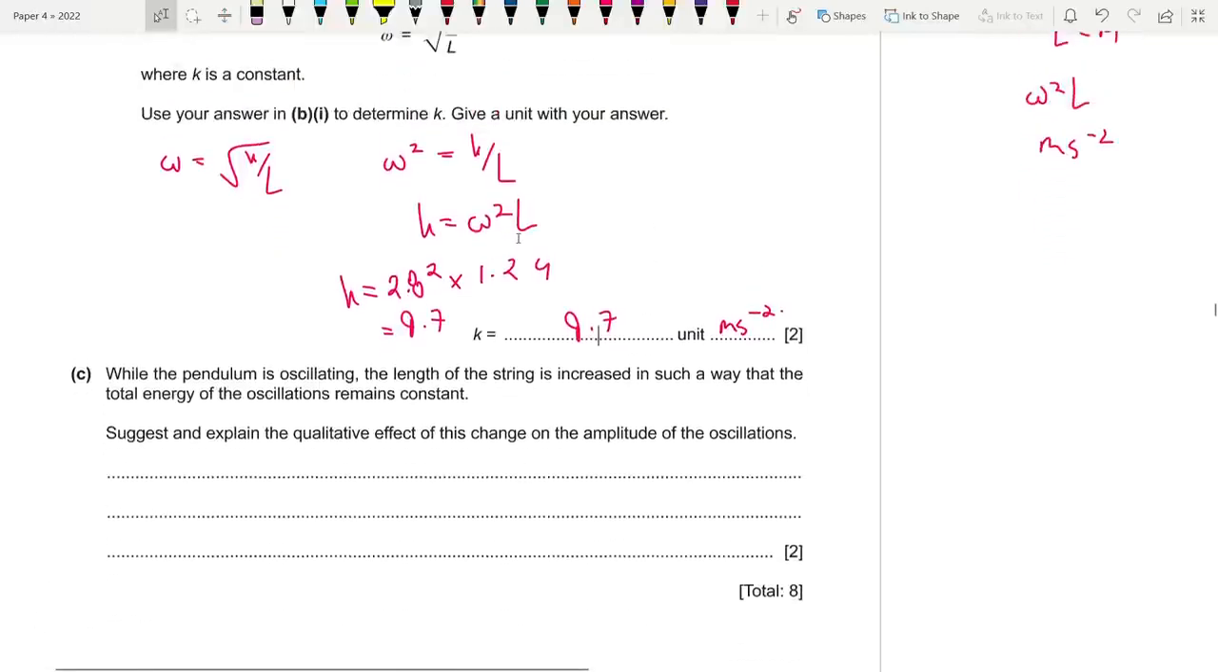Okay, next one. While the pendulum is oscillating, the length of the string is increased in such a way that the total energy of the oscillations remains constant. Explain the qualitative effect of this change on the amplitude of these oscillations. So we know that the energy of oscillations is E equals half m omega squared x naught squared, right? So what happened? We have increased the length of the string while keeping the energy constant. What happens to the amplitude?